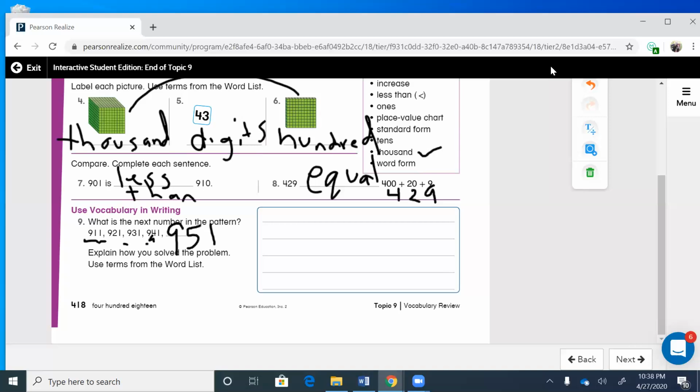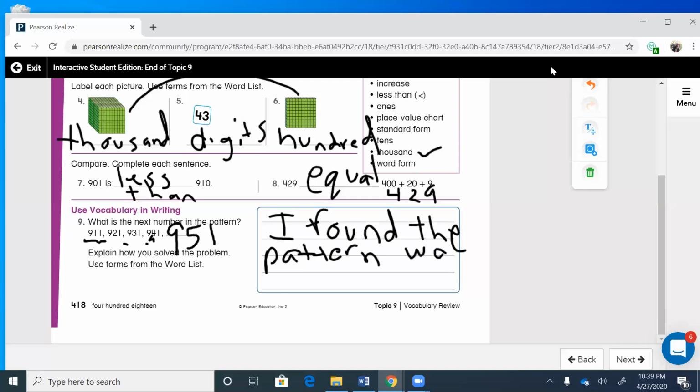Explain how you solve the problem. Use terms from the word list. I'm going to use the word increase. So I'm going to write, I found the pattern was increased by 10.